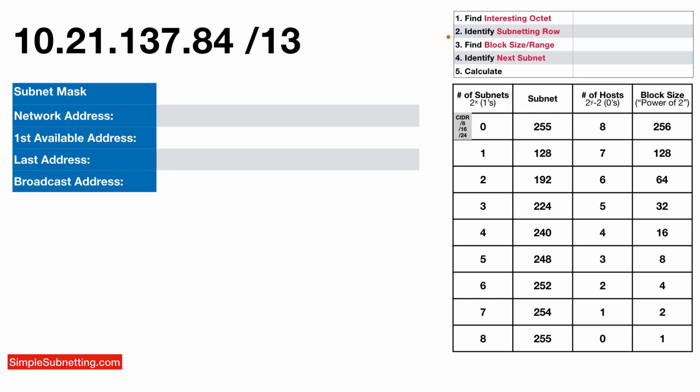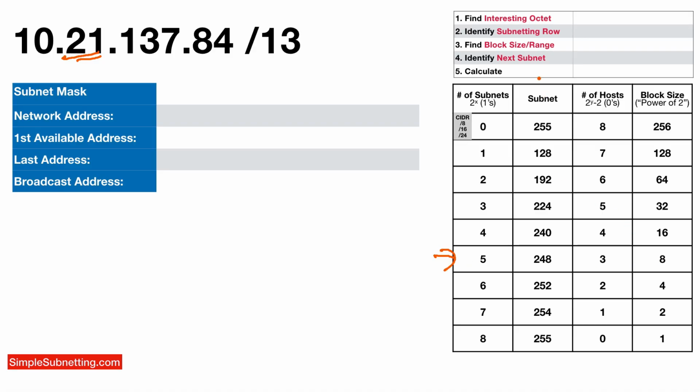Okay, so we just continue the same way we always do. We look for the interesting octet, which when you have a CIDR, I just go 8, 16, 24. 8 is closest to 13 because 16 is too much, so it's going to be this one. So we focus all our energies on this one. Step 2 is to find the subnetting row, which we start counting from the default of 8. So 8, 9, 10, 11, 12, 13. So it's this row that has everything we need.